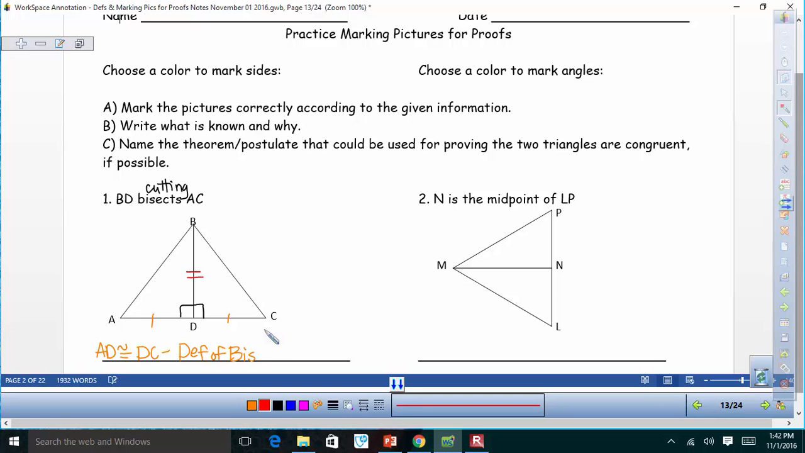So I know that BD is congruent, and I like to write it the opposite way and say is congruent to DB, because it doesn't matter if I start at the top and go down or start at the bottom and go up, that's the same length. And this is because of reflexive property.